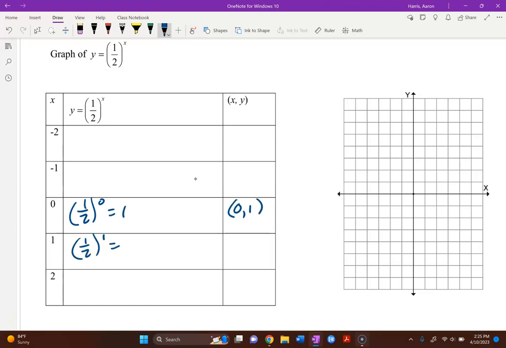1/2 to the 1, so that's 1/2. So 1 comma half. This is 1/2 squared, so 1 squared over 2 squared.